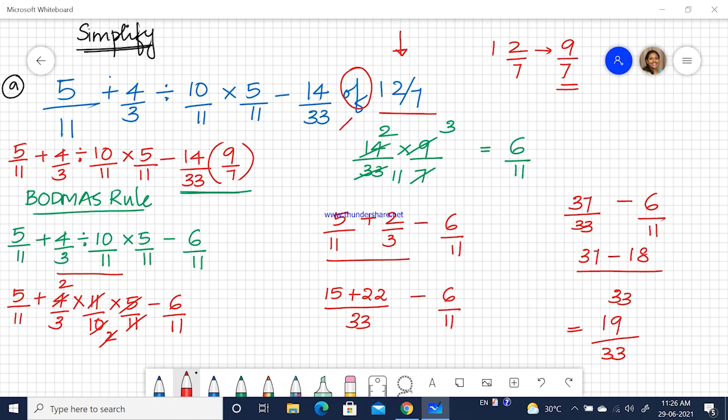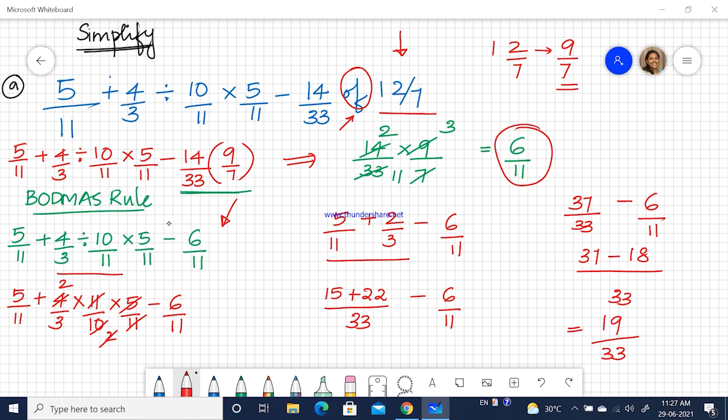Then the next thing you need to focus on is "of". Whenever an "of" is there, you put a bracket in. So you make a simplification over here, that is 14 by 33 into 9 by 7. So you get it as 6 by 11. So rewrite the whole expression. So this big expression has come down to a smaller one.